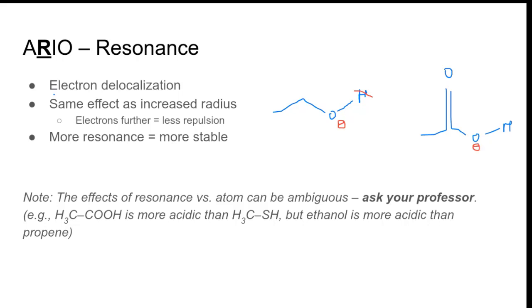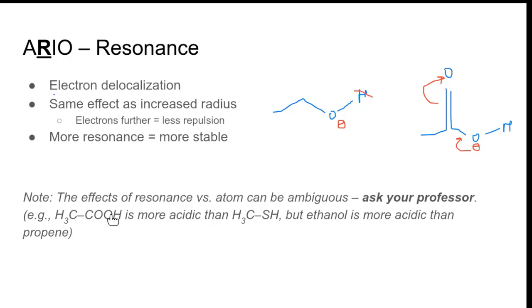On the right, we have resonance where we can make a double bond and kick this double bond up, right? So that negative charge is delocalized over both oxygens, versus the atom on the left. This oxygen has a localized negative charge. That negative charge isn't going anywhere. So this atom on the right is more stable, right? Which means that it's a stronger acid.